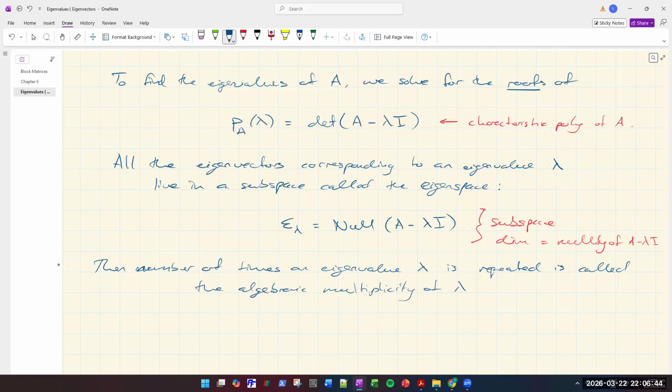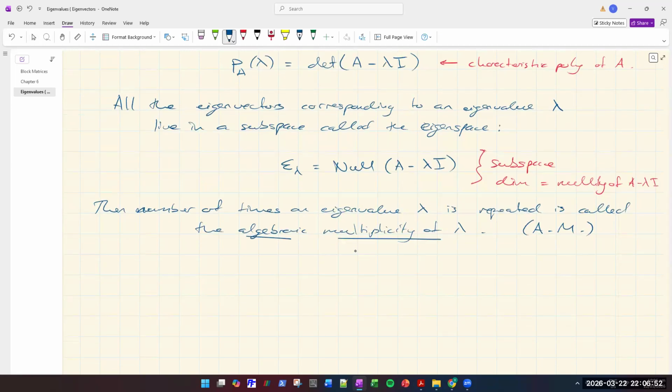Of lambda, and sometimes we say AM, algebraic multiplicity of lambda. The dimension of the eigenspace of lambda, remember I call it the nullity. So this dimension is given a name. It's called the geometric multiplicity of lambda.